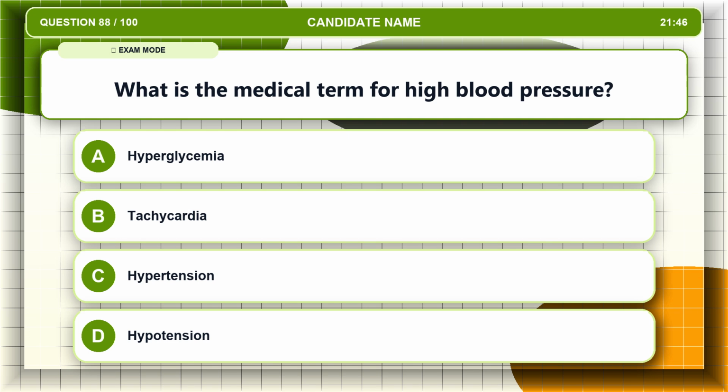Question 88. What is the medical term for high blood pressure? Option A, hyperglycemia. Option B, tachycardia. Option C, hypertension. Option D, hypotension.